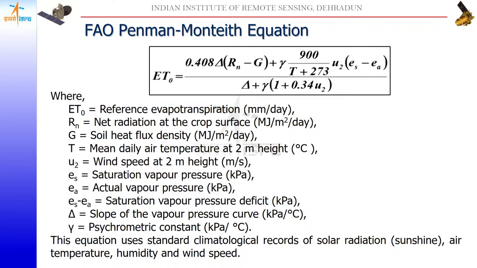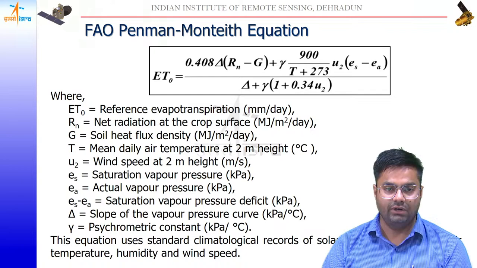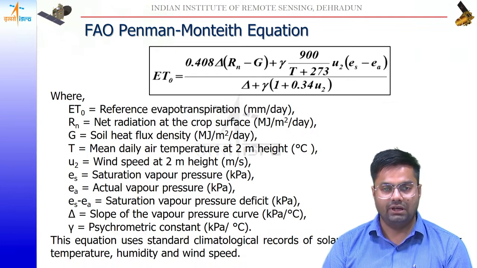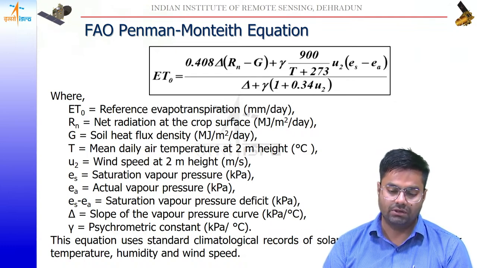So what are the components here? Starting from net radiation at the crop surface, then soil heat flux, the mean air temperature at 2-meter height, wind speed at the same height, saturated vapor pressure, actual vapor pressure, saturated vapor pressure deficit, and the slope of the saturation vapor pressure curve, as well as the psychrometric constant.